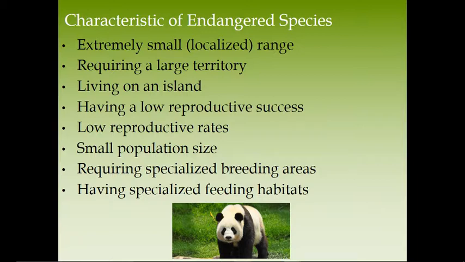Another is they may require a large territory to live, or they may even live on an island. They may have very low reproductive success and therefore very low reproductive rates. They have a small population size and may require humans to step in and have specialized breeding areas or feeding areas.